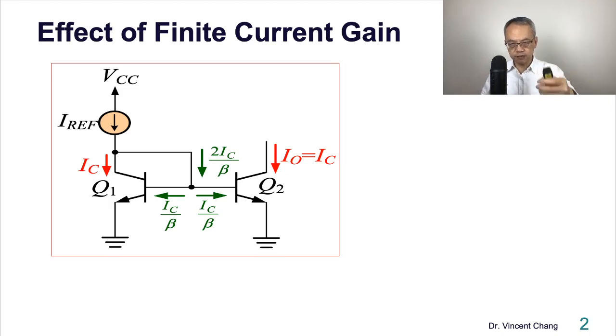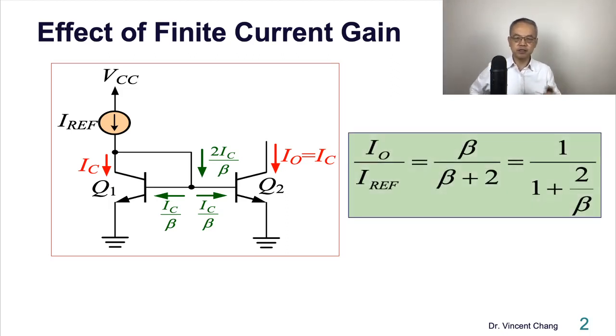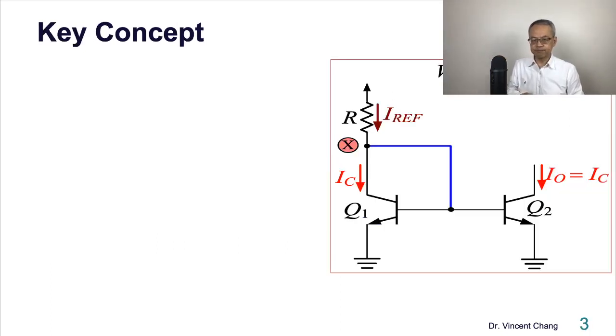We figured out the effect of finite current gain is a negative impact on the current mirror. What's the impact? The imperfect, non-ideal transfer ratio. If beta is 100, let's say the left-hand side is 1 million, what is the right-hand side going to be? It's going to be 0.98 million, a 2% loss.